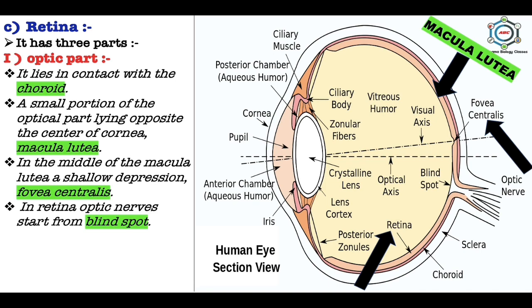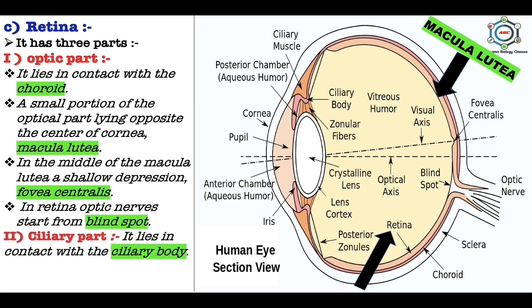And in retina, optic nerves start from the blind spot. Blind spot or optic disc and optic nerves is the collection of nerves that carry impulses from the retina to the brain. This is the blind spot. And here a word, that is the macula lutea. Macula lutea, also known as yellow spot, is very close to the retina, which helps the eyes to focus on object.